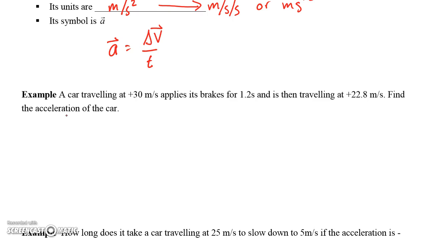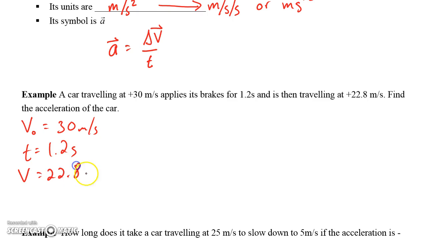So a car traveling at 30 meters per second applies its brakes for 1.2 seconds and is traveling at 22.8 meters per second. Find the acceleration. Let's model good problem-solving techniques. Let's start with what we know, come up with our equation, and plug things in. It just helps us organize our thoughts. So as we're reading it across, a car is traveling, so V naught is 30 meters per second. Time is 1.2 seconds, and then it is traveling, so V is 22.8 meters per second. And what is the acceleration?